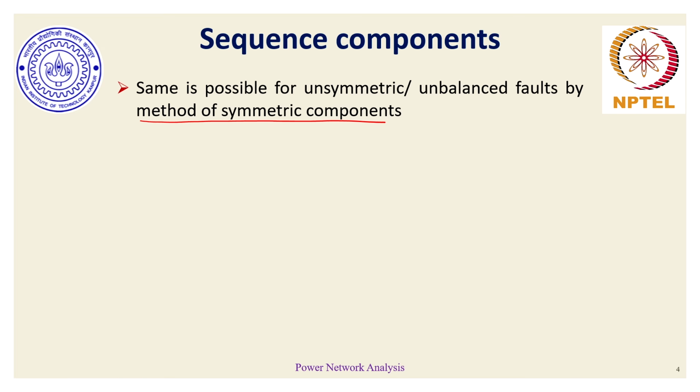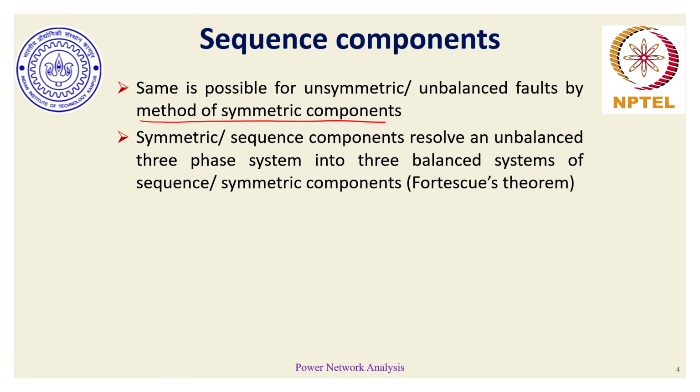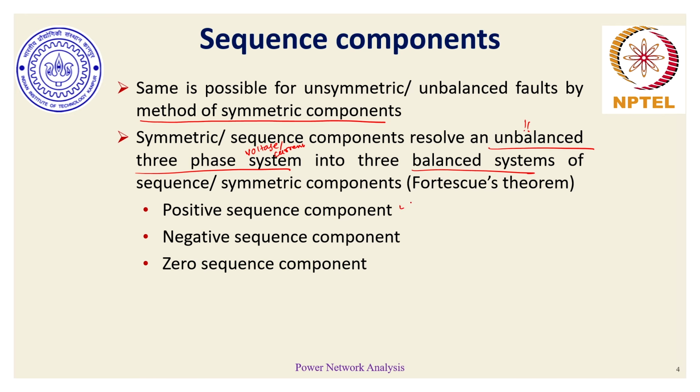So as I mentioned, Fortescue's theorem essentially results in resolving a set of unbalanced three-phase systems. This three-phase system could pertain to voltage phasors or current phasors. Any unbalanced voltage or current phase system can be resolved into three distinct systems, where each of these systems would inherently remain balanced no matter what the level of unbalance present in the actual network is. So in a three-phase network, we call those components positive, negative and zero.